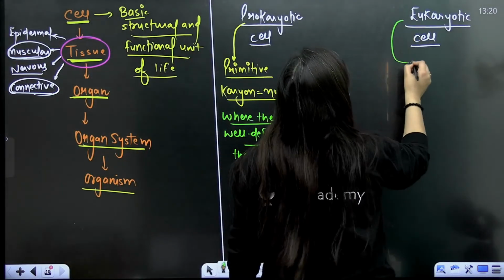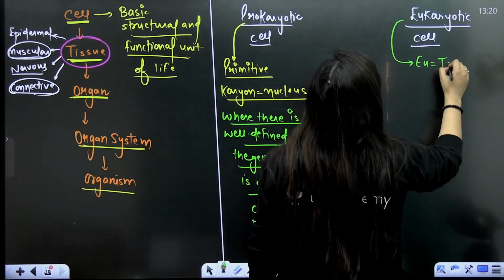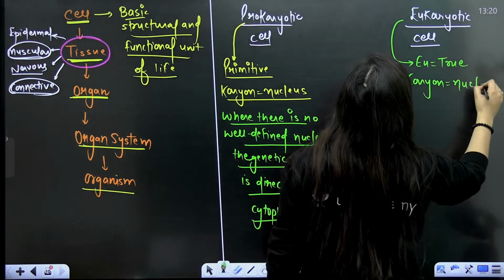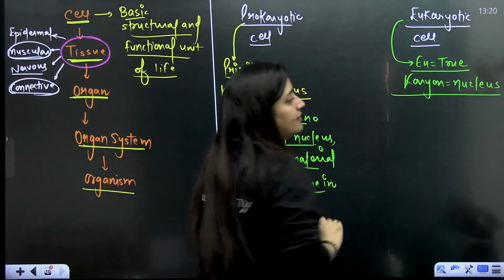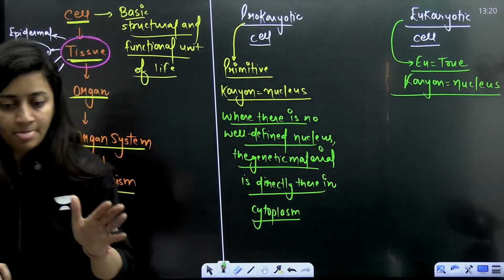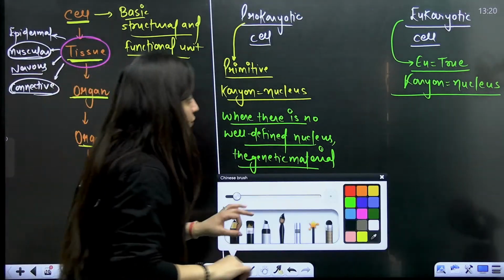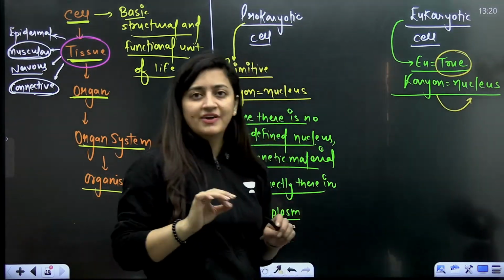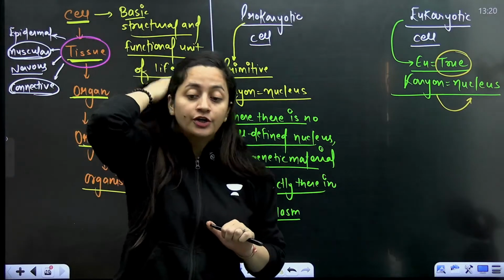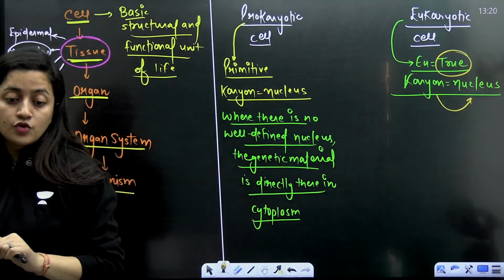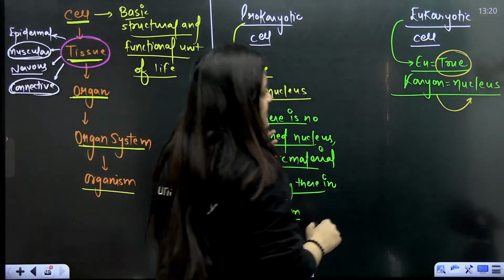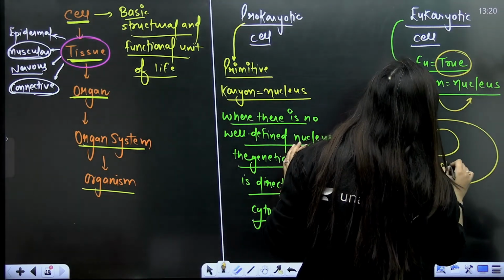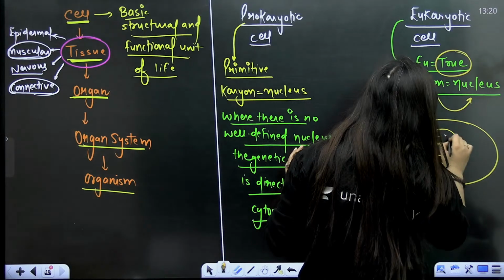Now, when it is the eukaryotic cell, eu means true. Karyo again means nucleus here. I'm repeating this part again. So we have eu, eu means true, karyo means nucleus. So it is a cell having a true nucleus. Here, the genetic material is not directly there in the cytoplasm. It will be there in the nucleus.